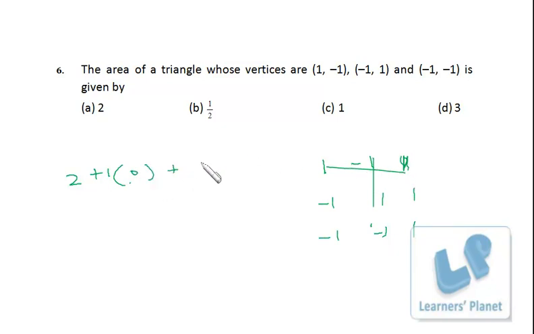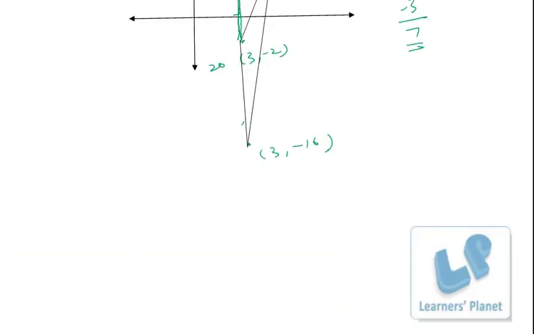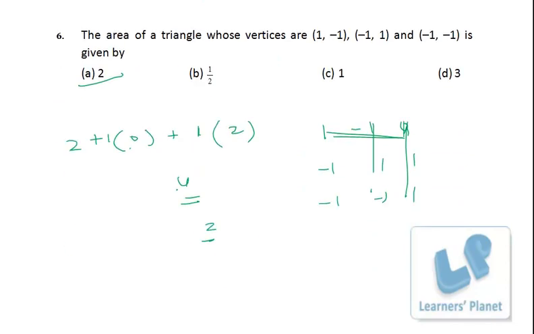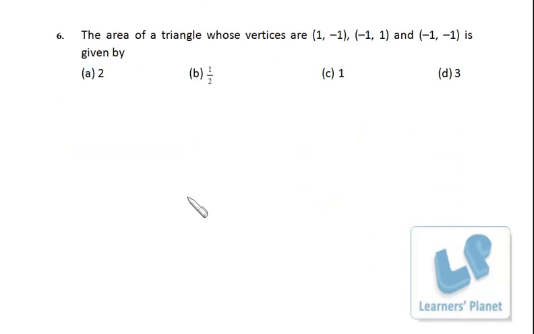Then we have 1, then plus 1 plus 1, 2. So 2 plus 2, that is 4, and half of this will be 2. So the area of this triangle will be 2 only. So this way also you can do. The determinant method I have explained, and the previous method also I explained. And how the other method is used for this question, that also I just explained.